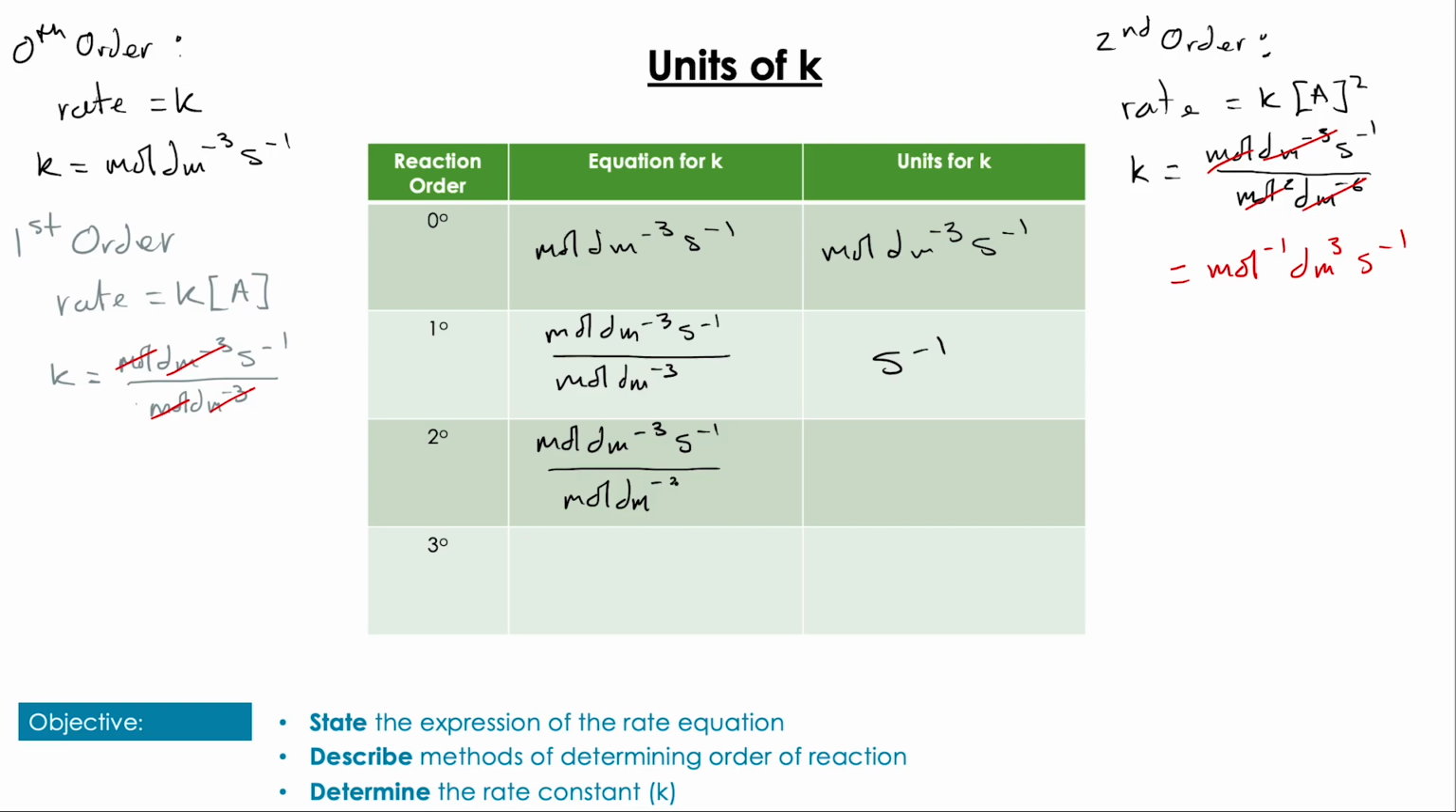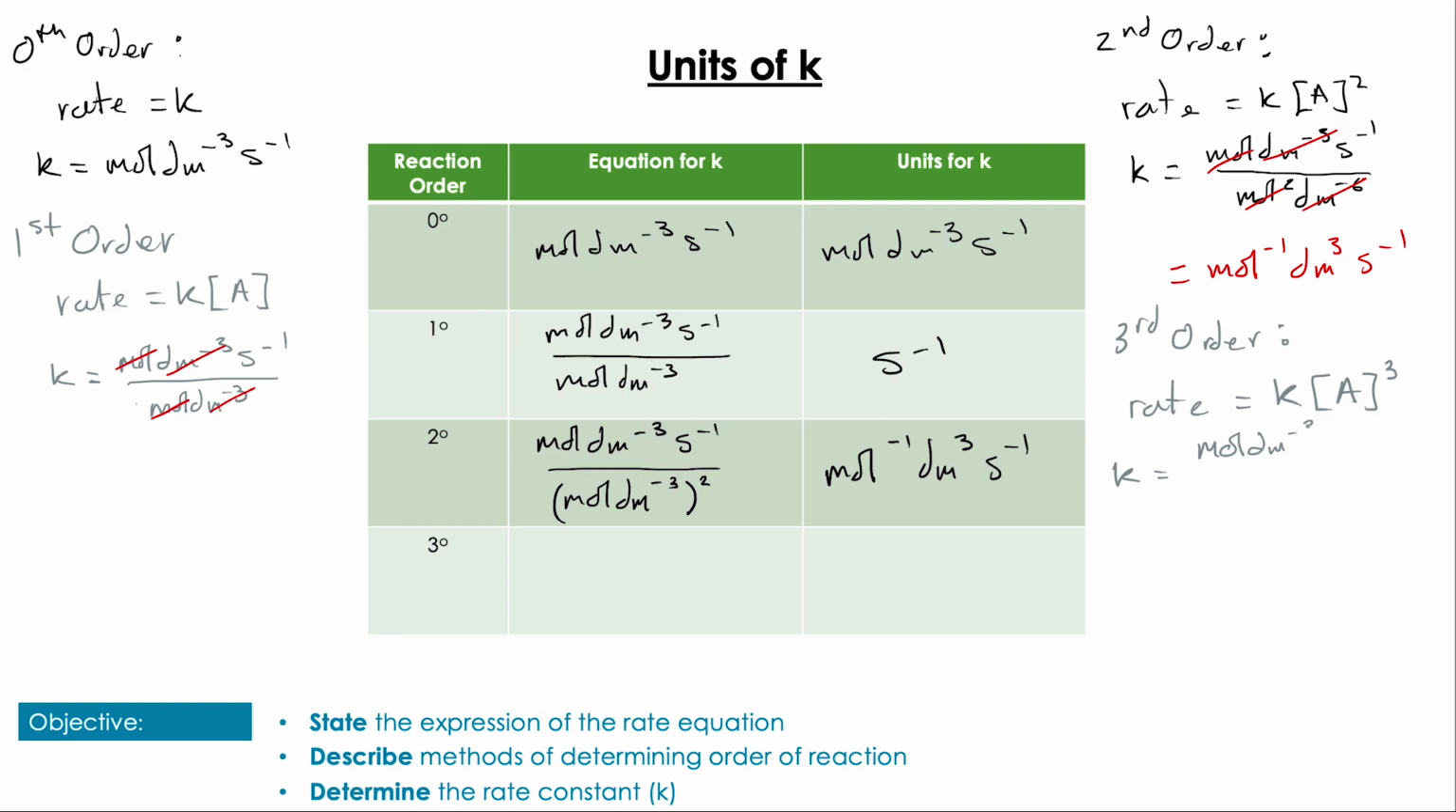So we can see the units are changing as the overall reaction order changes. The last one we're going to look at for IB is third order. So this is going to be rate equals k[A] cubed. It could be multiple different reactants, but for the units, that doesn't matter to us.